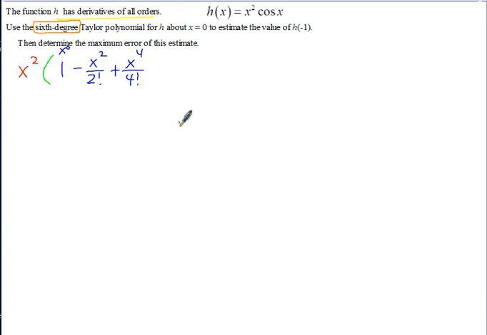Now normally to get a 6th-degree Taylor polynomial, if it was just cosine x, I would go one more term and put minus x to the 6th over 6 factorial. However, because we've got this x squared in front, notice x squared times x to the 4th is already going to make it x to the 6th, so we can stop right there.